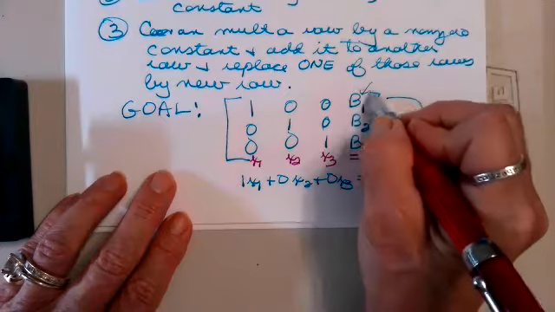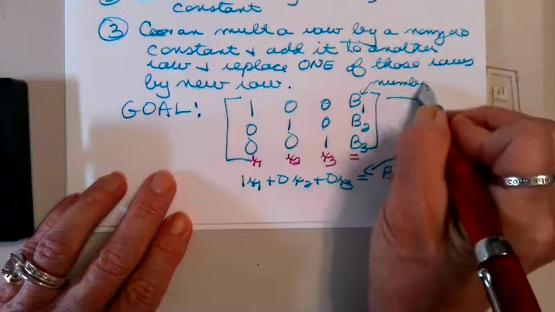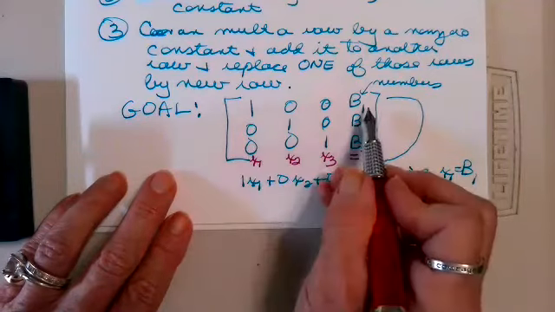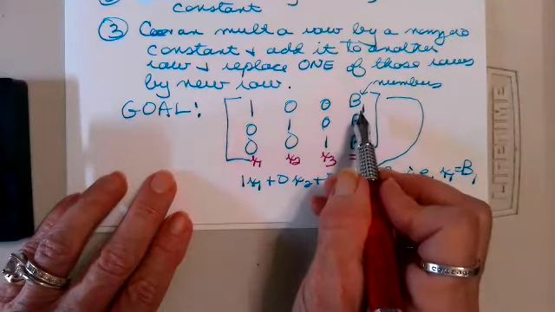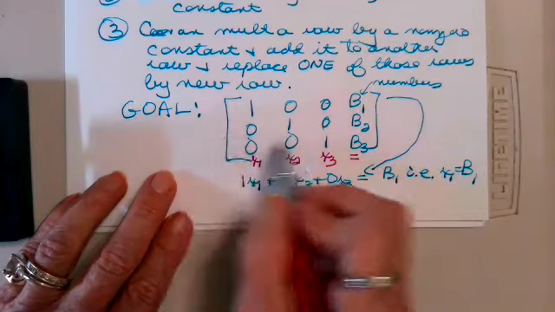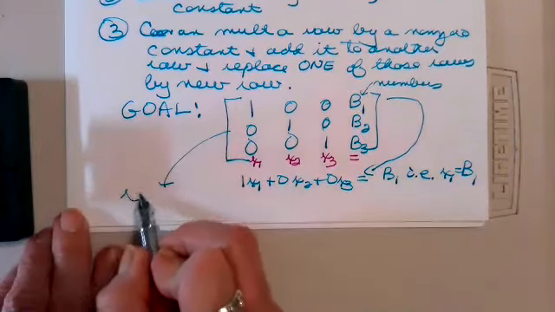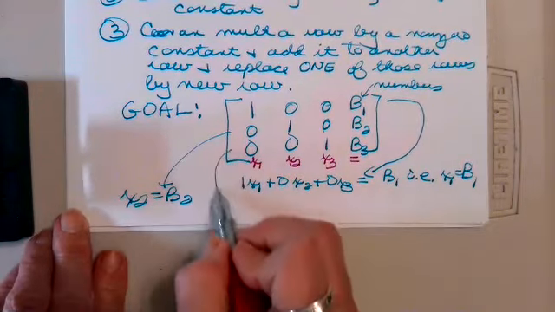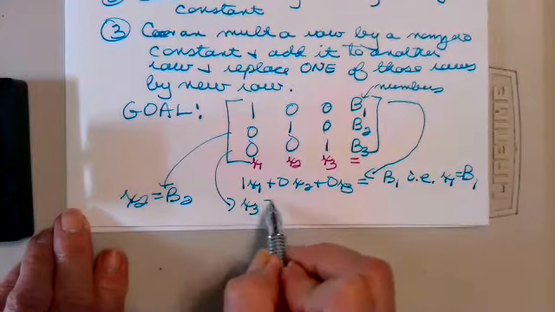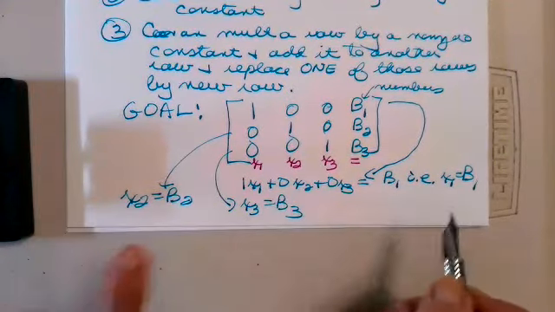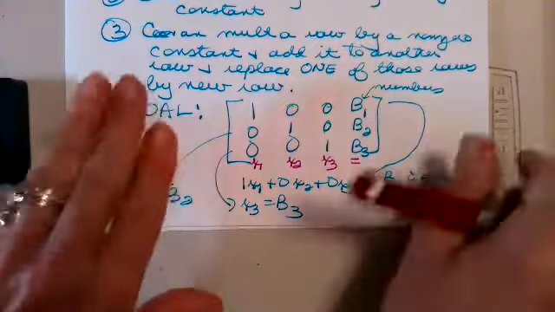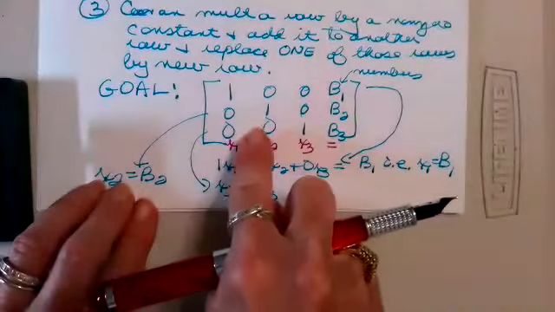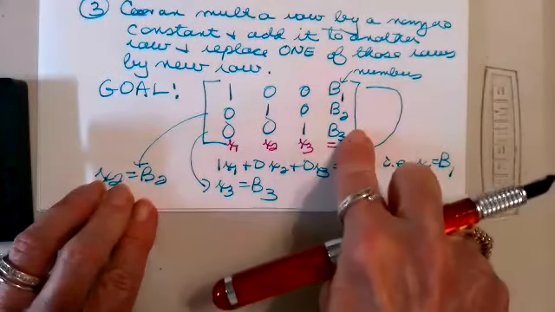And these are numbers, okay? Once you've done this, you have real numbers listed over there. So this row tells me that x1 is b1. Likewise, the second row would tell me that x2 is b2. And the third row would tell me x3 is b3. In other words, if I can get my matrix to go from this form to this form, I can read off the solution.